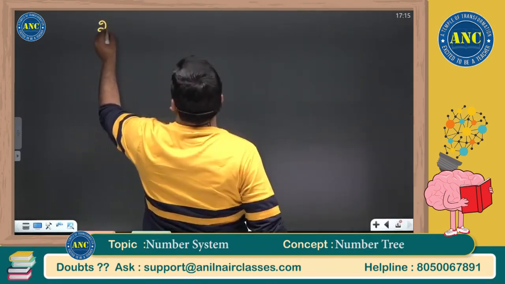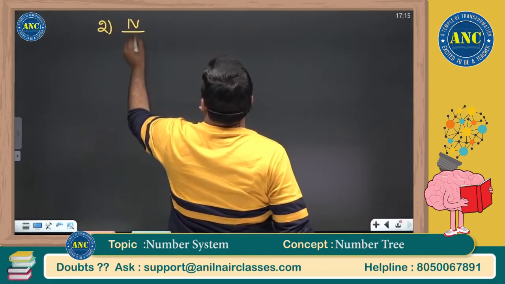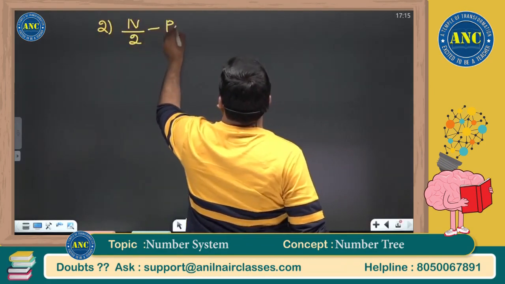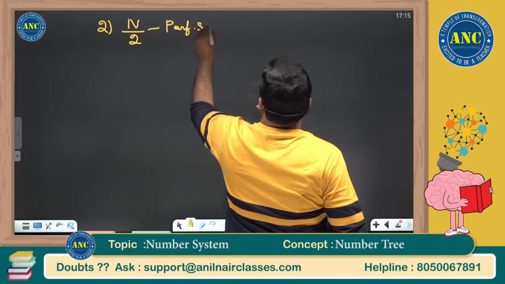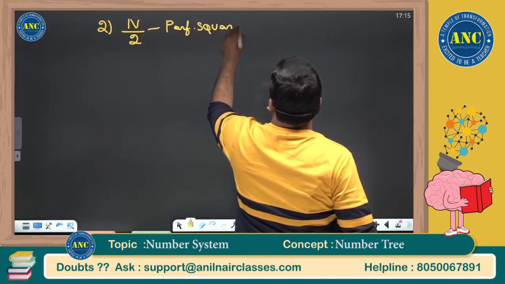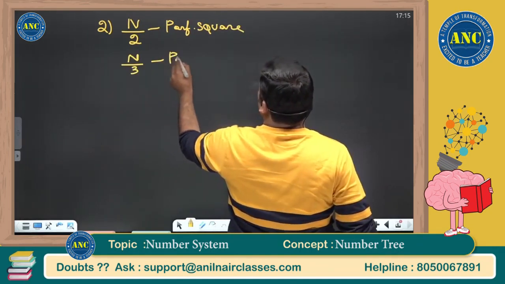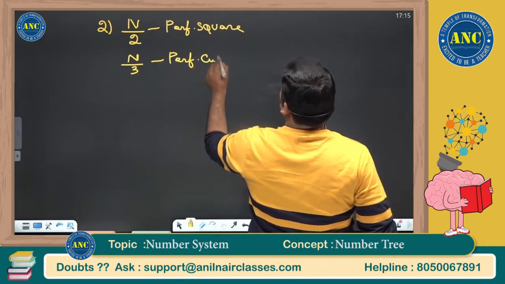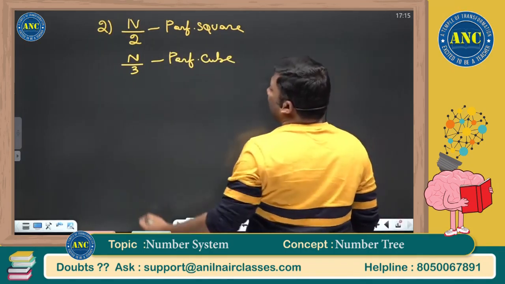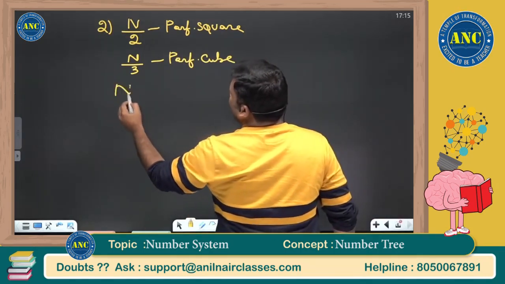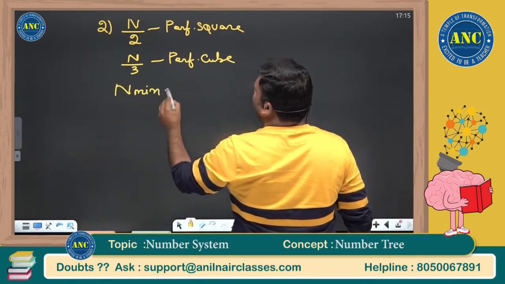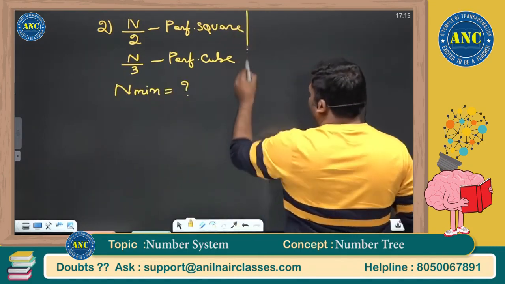Now, a question which we will discuss: n by 2 is a perfect square, and n by 3 is a perfect cube. Find the minimum value of n.